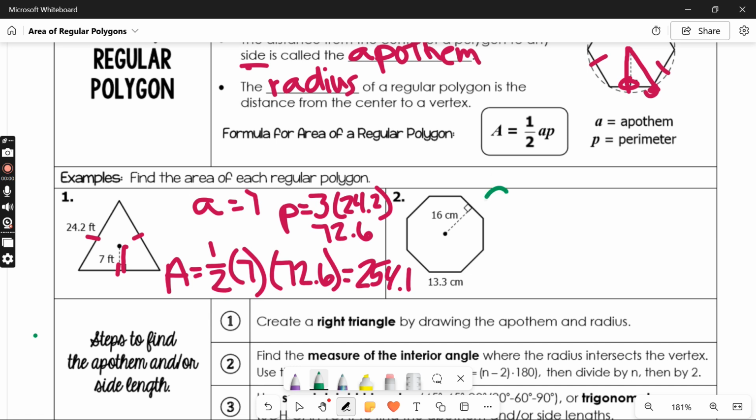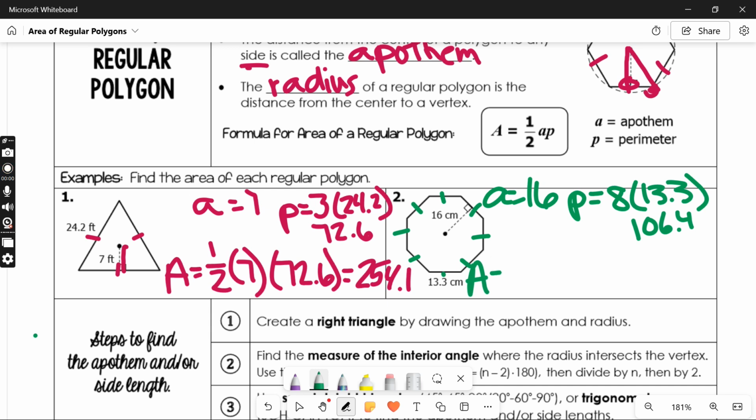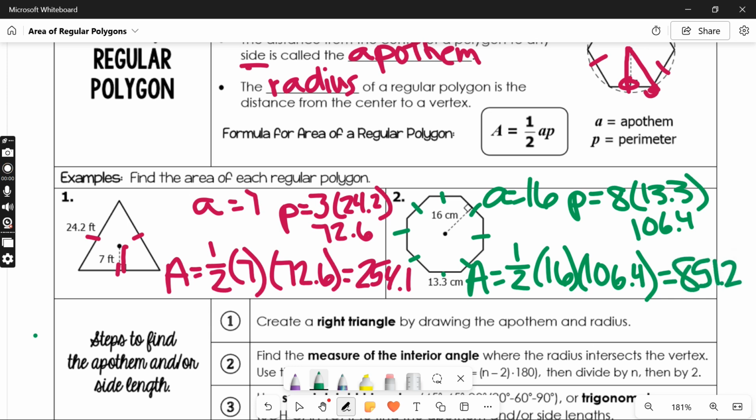So on number 2, our apothem is 16. Our perimeter is going to be 1, 2, 3, 4, 5, 6, 7, 8 times 13.3, which is 106.4. So my area is going to be 1/2 times 16 times 106.4. And when I multiply those, I get 851.2 centimeters squared.